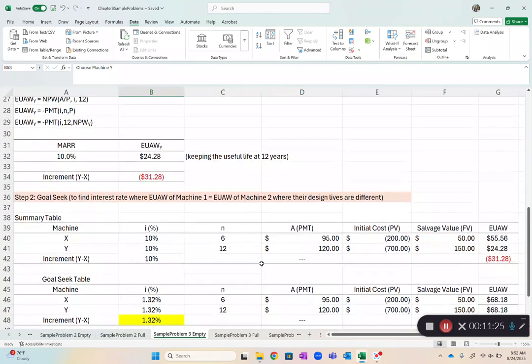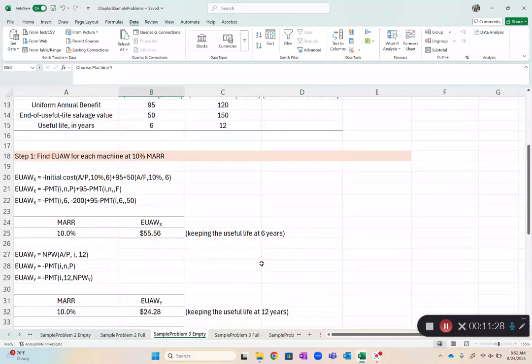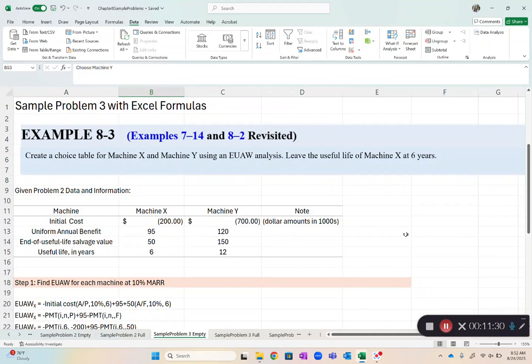So that's an introductory video on GoalSeek using the example we did before. We're going to move on now with a different type of problem in GoalSeek.